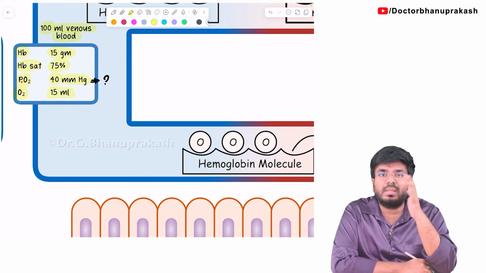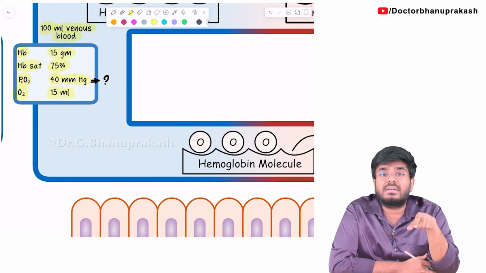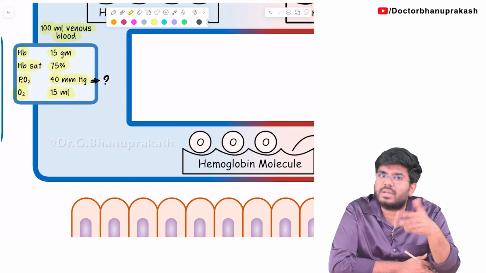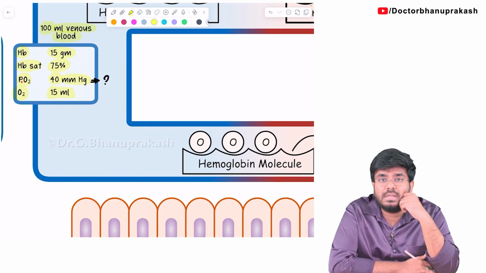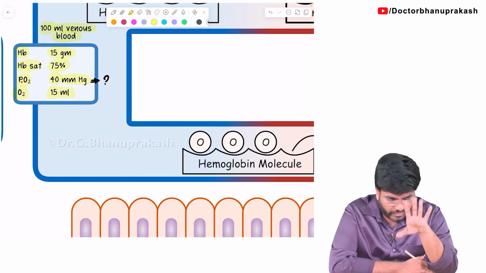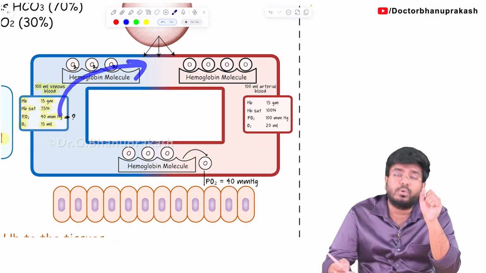So, now again, what are the parameters that you should know? How much hemoglobin is there? 15 grams. What is the saturation? Only 75% saturation. What is the partial pressure of oxygen? Only 40 mmHg. And how much is the content of oxygen? Only 15 ml. Now, see, this deoxygenated blood, where is it going? It is going to the lungs for the first time.